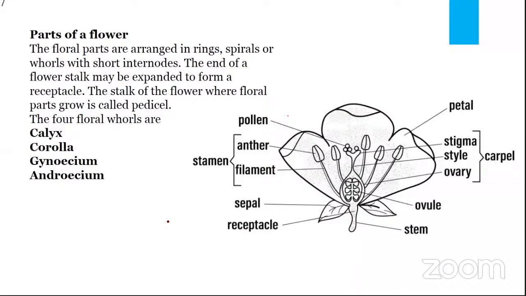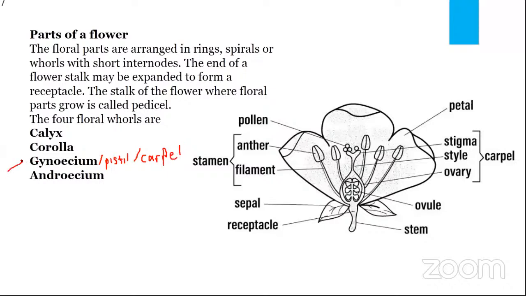There are four major parts that make up a flower, although there are some other parts. The first one is calyx, or you can call it the sepals. The second one is corolla, or you can call it the petals. The third one is the gynoecium. Gynoecium is the female part of the flower. If you don't want to call it gynoecium, you can call it pistil, which I think you are most comfortable with. Or in some books, they will call it carpel.